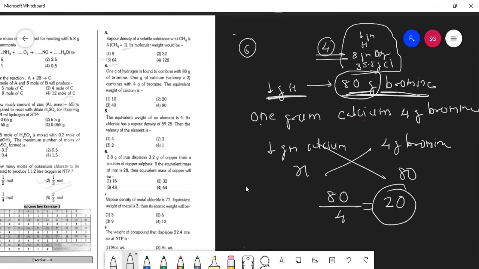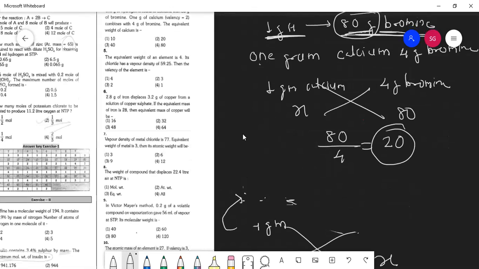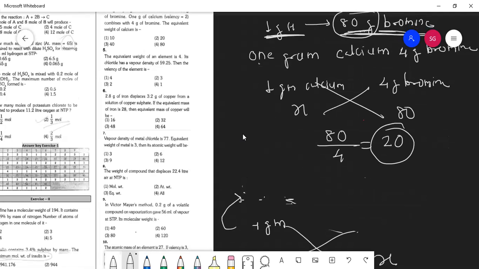Okay, one more similar concept. Suppose the formula is Na2O. Can you tell me two sodium's weight? 46. And oxygen? 16. But if I know the equivalent weight of oxygen, what is the equivalent weight of oxygen?